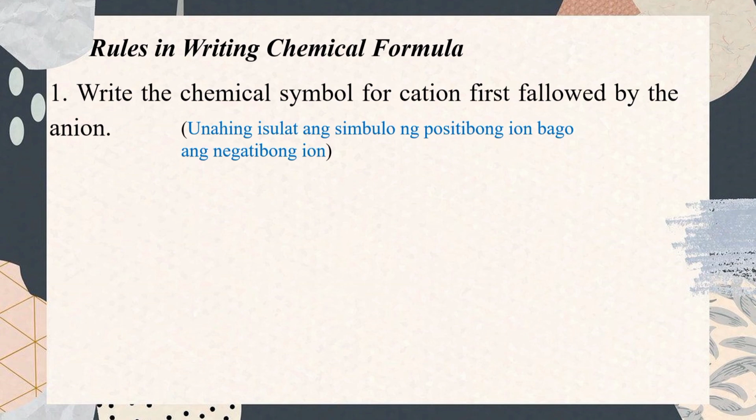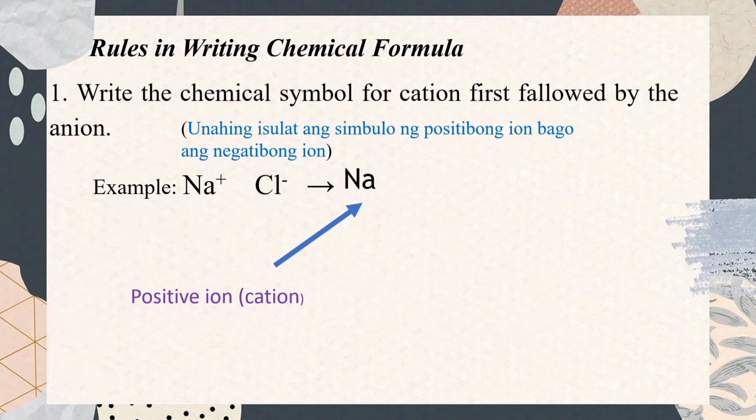Number one rule is write the chemical symbol for cation first, followed by the anion. Example, Na positive 1 and chlorine negative 1. Na is the cation, so therefore, we should write Na first. And chlorine here is the negative ion or the anion, and it comes next. So, the correct chemical formula of the combining atoms Na positive 1 and Cl negative 1 is NaCl.